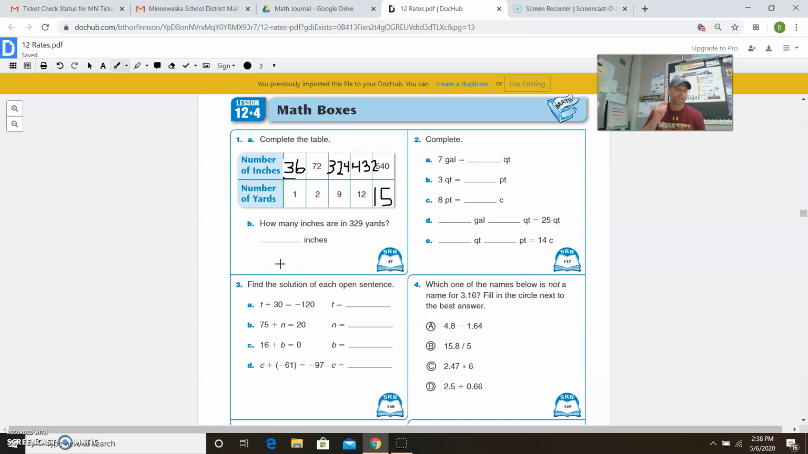The final question then, how many inches are in 329 yards? You need to take your 329 and multiply that times 36. So if you do that, you're going to find 11,844.